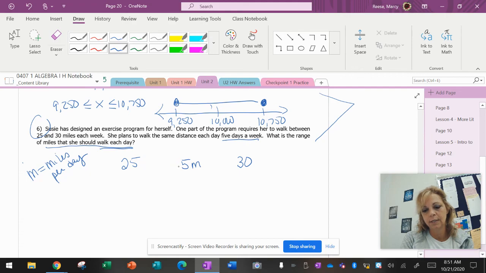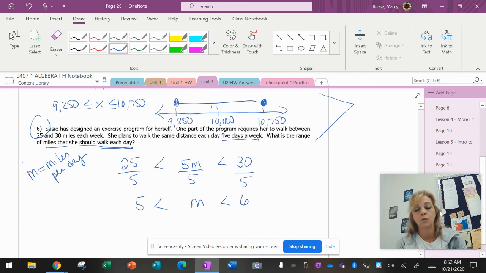So look what I did. I said 5 times M, and it could be anything greater than 25 or anything less than 30, but not including. And then I'm going to solve just like we did in class. And 30 divided by 5 is 6. So for each day that we walk of those 5 days, we're going to walk anywhere between 5 miles and 6 to get that 25 in a week, and 30 in a week.